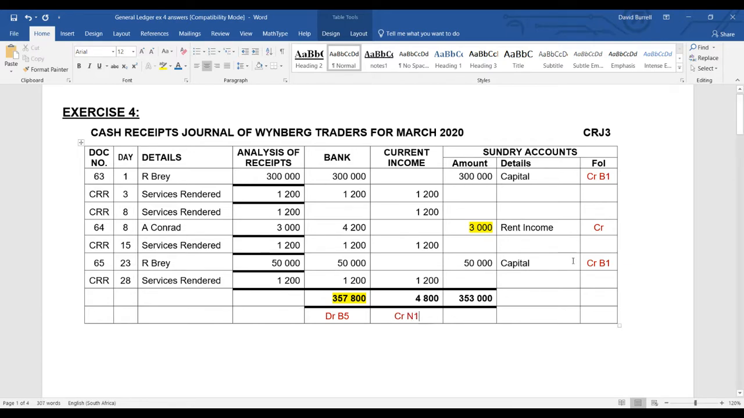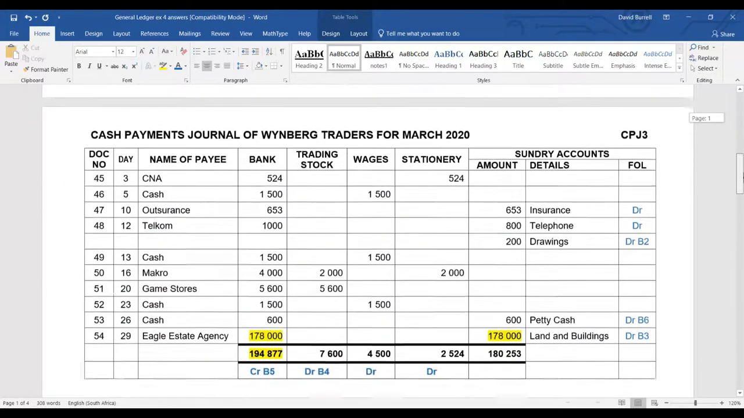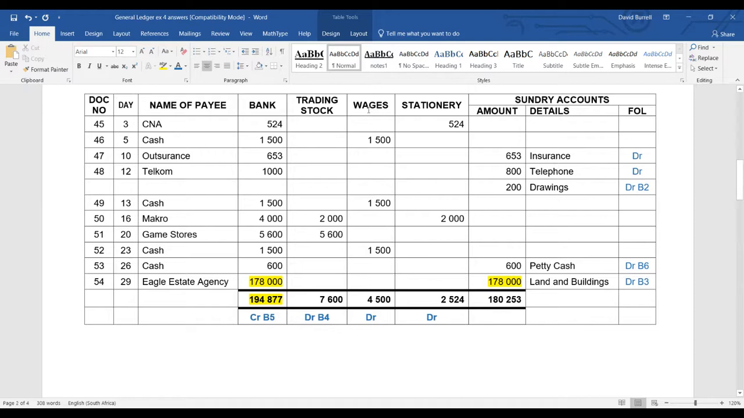N1. Then you would normally have rent income. We do have it here, so that'll be N2. Then you'd have any other incomes. We actually don't have any in this exercise. And then you can put expenses in any order. So if I look here, I've got wages. That's an expense, so I'm going to make that N3. Stationery, that's also an expense, so that's going to be N4. And if I go down the remaining ones in the sundry column, there are just two of them there. Insurance is an expense, so that'll be N5. Telephone is an expense as well, so that's going to be N6.